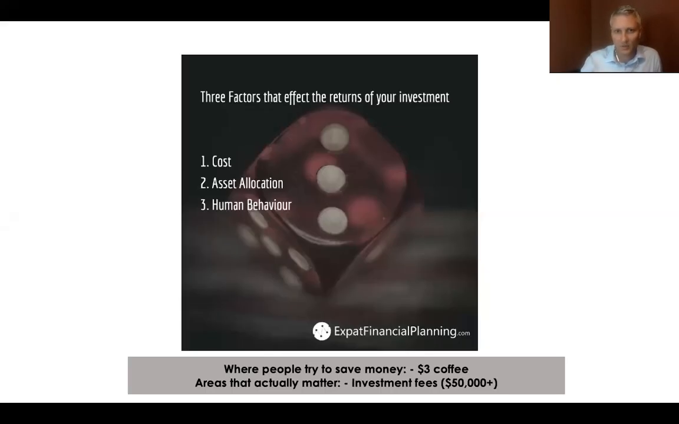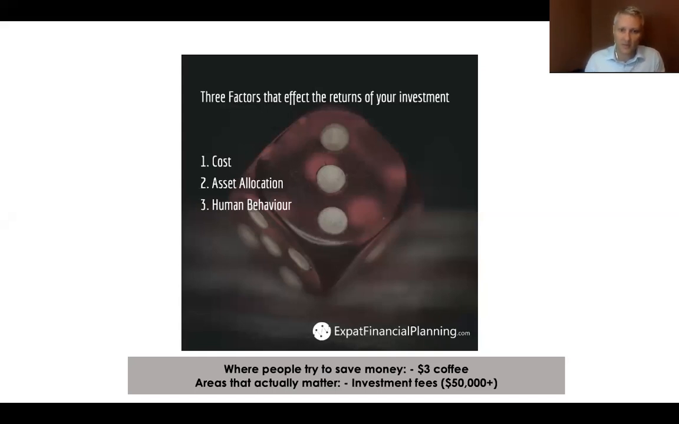When it comes to your investments, there's 3 factors that will affect the return: cost, asset allocation, and human behavior. Cost is the biggest determination to return. If it's costing you 5 or 6% per year to run that investment, you have to make that 5 or 6% before you get any kind of return. And that's with or without inflation.